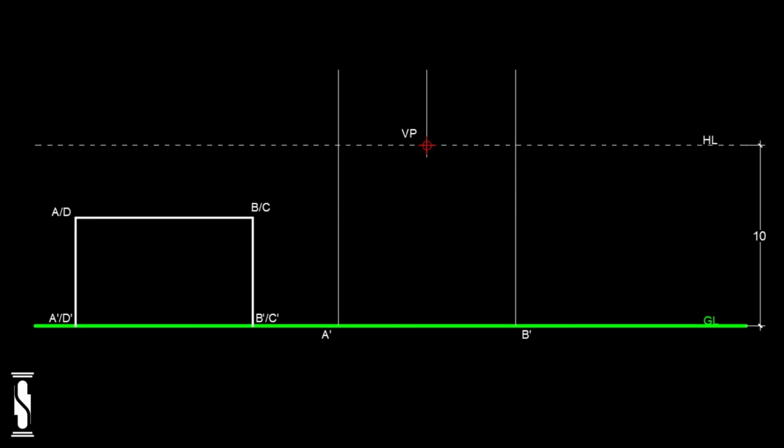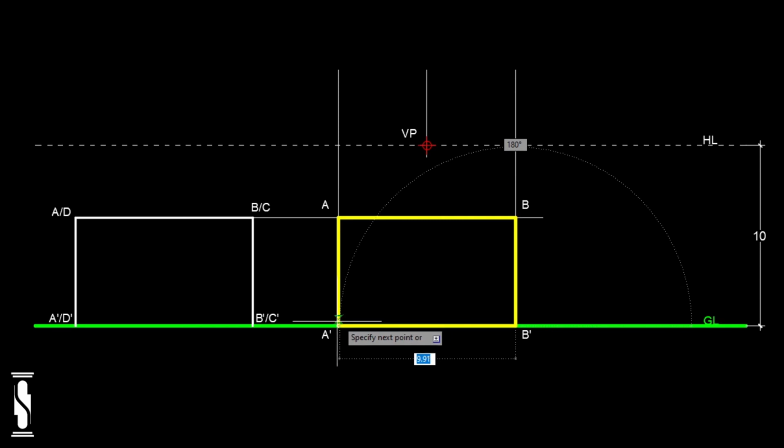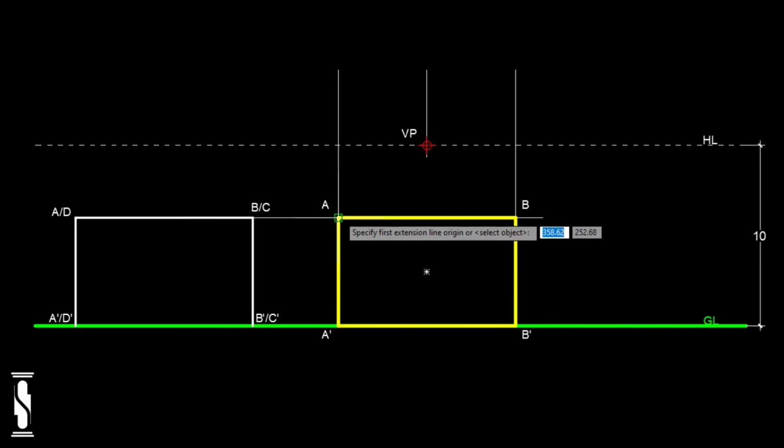To mark the height of point A and B, draw a horizontal projection line from the elevation, and wherever these horizontal line and vertical line meet, name that point A and B respectively. Now, if we measure this rectangle, it is of same size, that is 10 cm by 6 cm.